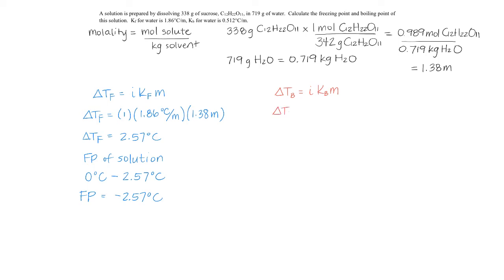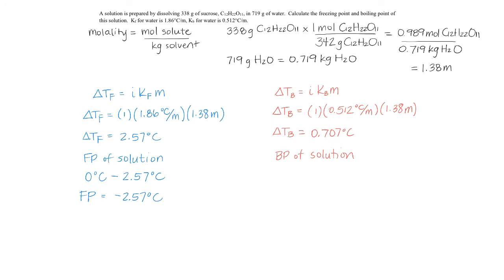To calculate the change in the boiling point, it's very similar to what we just did. So the change in the boiling temperature is equal to I, which is 1, the Kb constant, which is given, 0.512 degrees Celsius per molal, and plugging in our molality, 1.38, we get delta T to be 0.707 degrees Celsius.